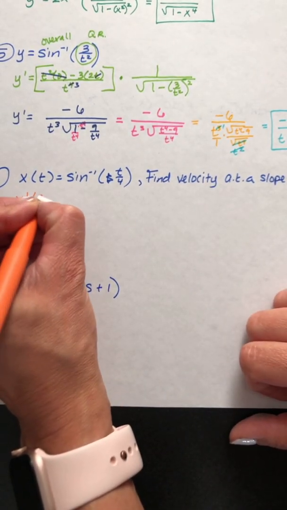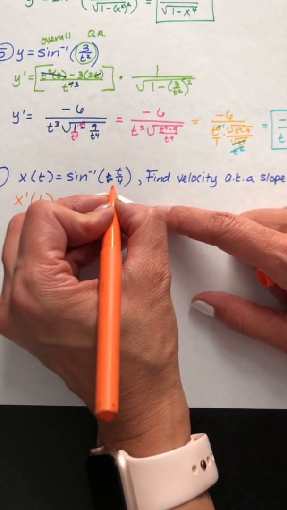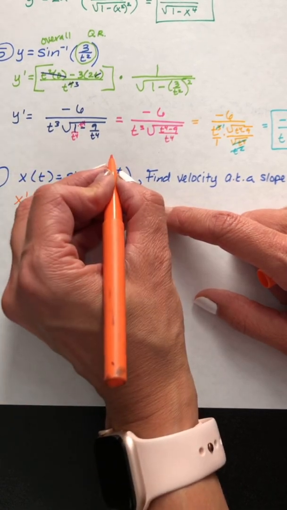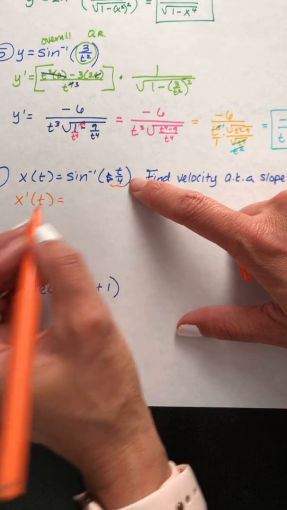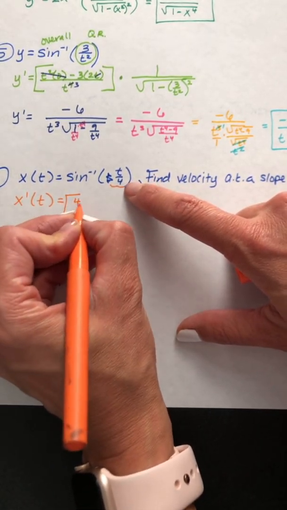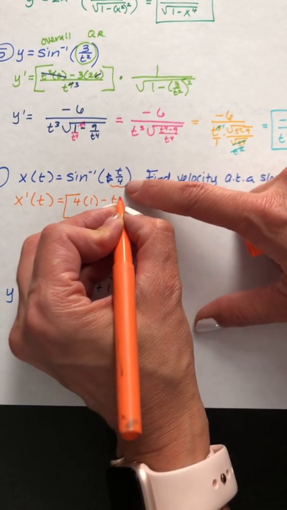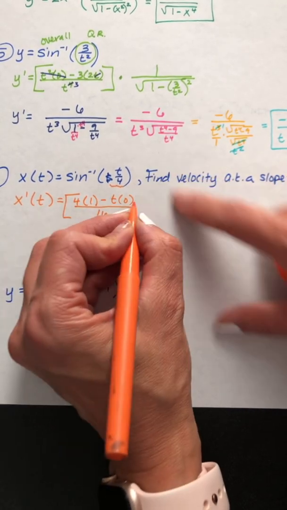So x prime of t is going to be, well, we have something on the inside there, so we're going to have to use the quotient rule and chain rule. So quotient rule on this, well, low d high. So the low is 4, derivative of the high is 1, minus high, derivative of the low is 0, all over low squared. 4 squared is 16.